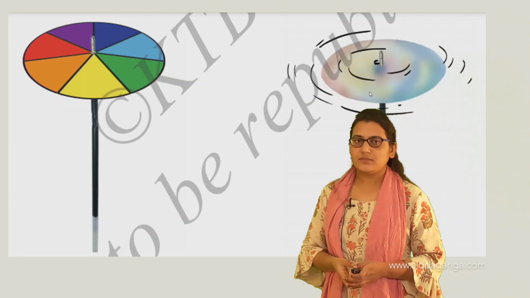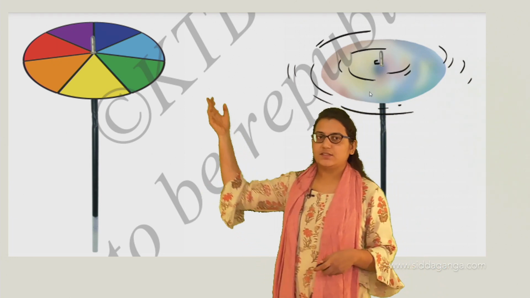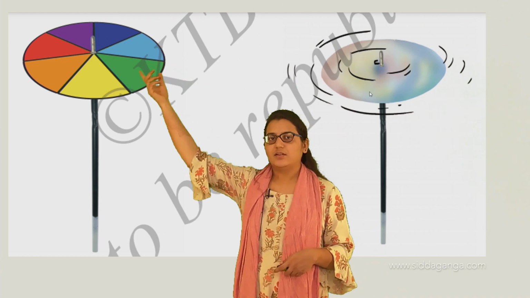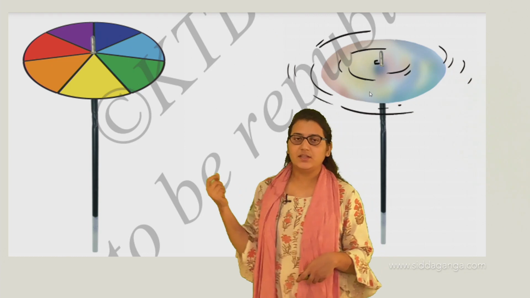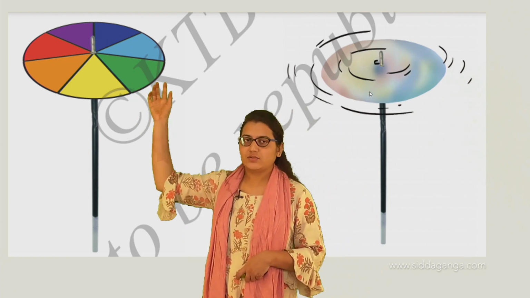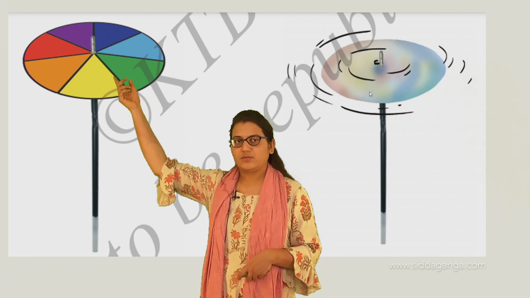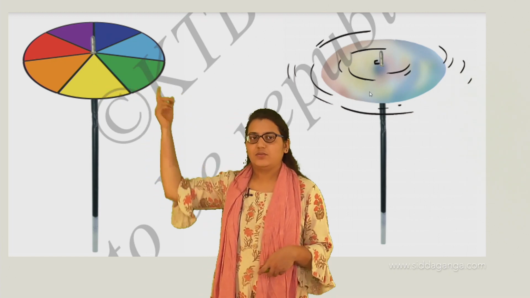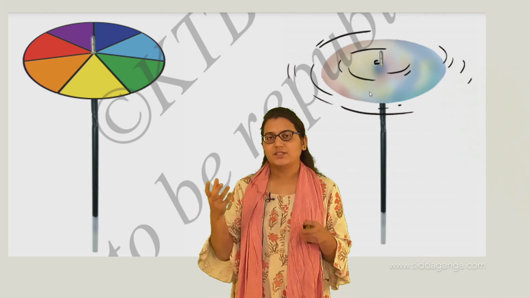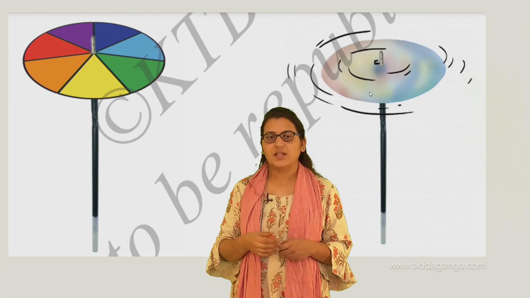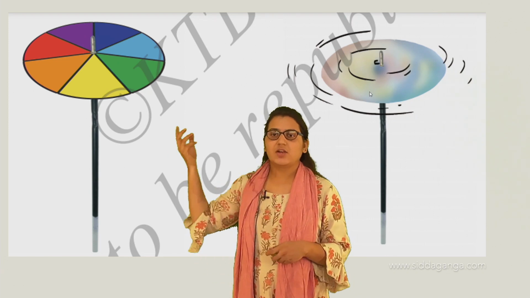Yes, we can also make this artificially. If we take a disc, tie it to some stand which we can turn around easily, and color it, or paste some color charts or color papers, these 7 colors, paint it or just paste some colorful chart sheets, and just rotate it. When you rotate, this is how it looks.